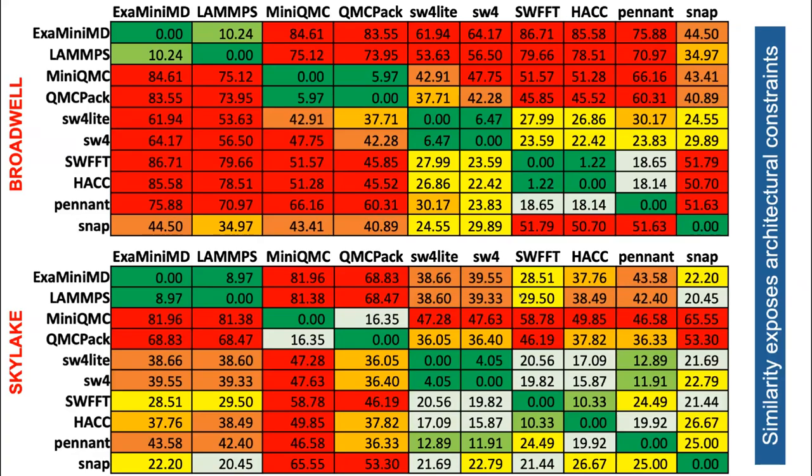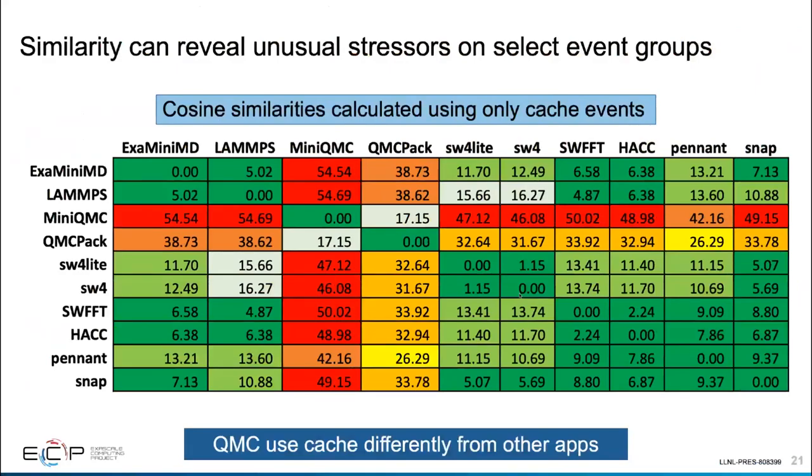All right. If you're interested in only a particular set of groups, performance event groups, you can do your cosine similarity using only part of your counters. So here is cosine similarity based only on cache events. And what we see here is that QMCPACK and MiniQMC are somehow different than just about everything else in this small suite that we're addressing. So if you're looking for something that uses cache in a unique way, MiniQMC and QMCPACK are a good place to go.